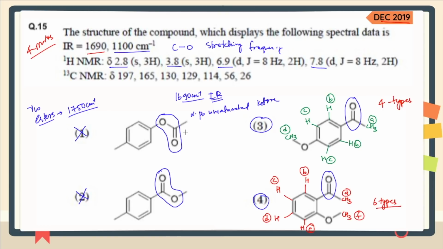So simply going with the options, or going with the NMR data which is given to you, you can easily say that your correct answer is option number 3, or option C, is the correct option for the given question. Now if you want to justify the values, you can do that very easily.